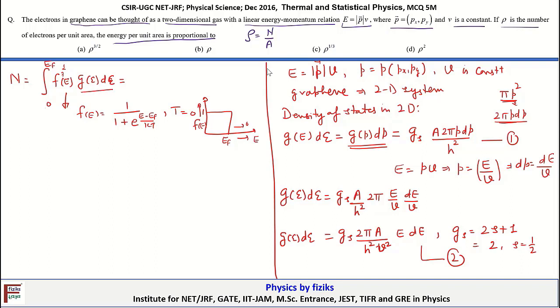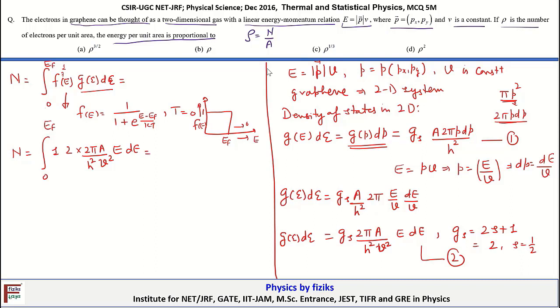And then we will substitute G(E) dE from equation 2, and let's see what we obtain. Also, instead of G_s we will take a factor of 2 here as the spin degeneracy factor. So our expression for the total number of fermions or the electrons in this system comes out to be equal to 2, taking G_s equal to 2, the integral from 0 to E_F, and then 1 for f(E), the probability distribution function, and then 2 pi A upon h square v square E dE.